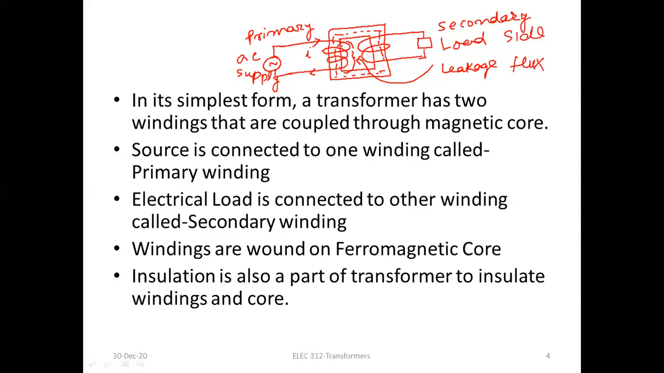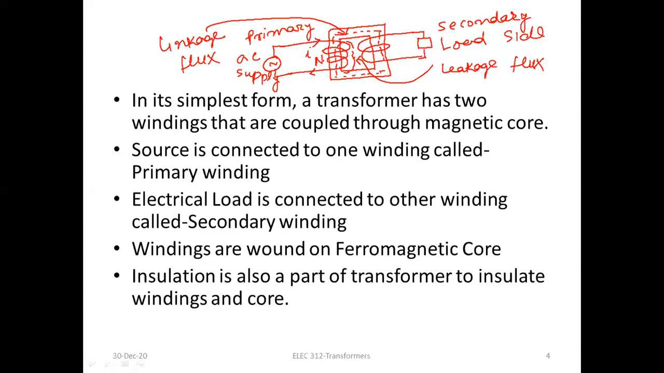And the flux which goes through the primary as well as the secondary is called linkage flux. This flux is going, this is called linkage flux. Those which go into the primary as well as the secondary, this flux is called flux linkage.